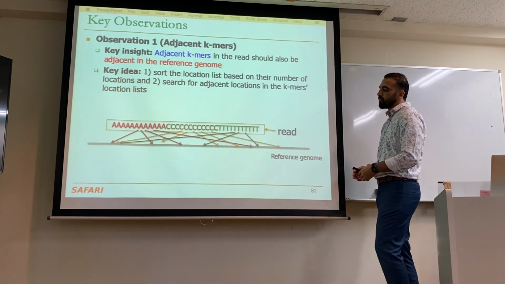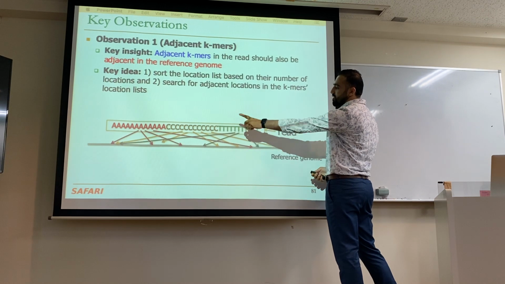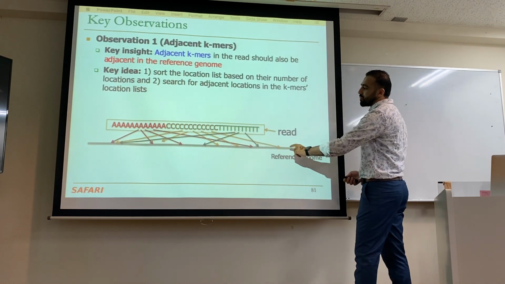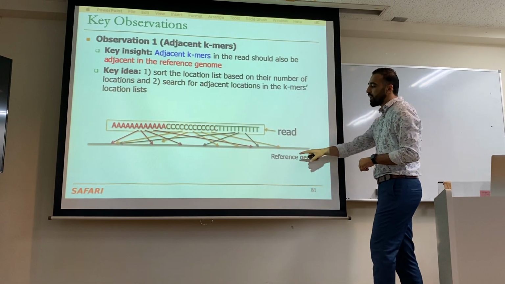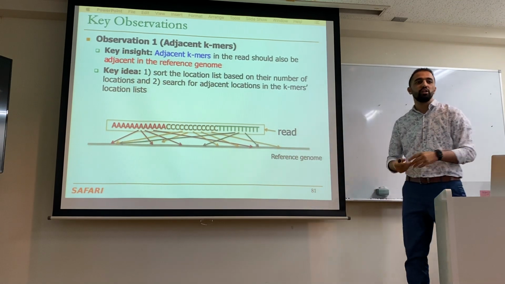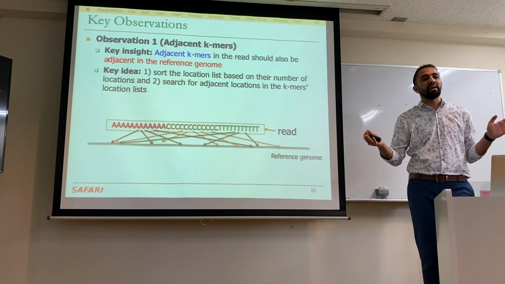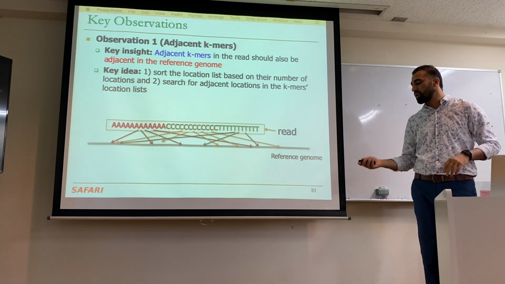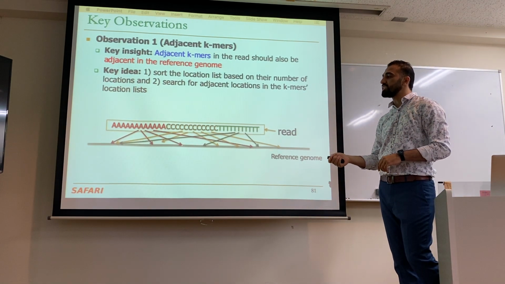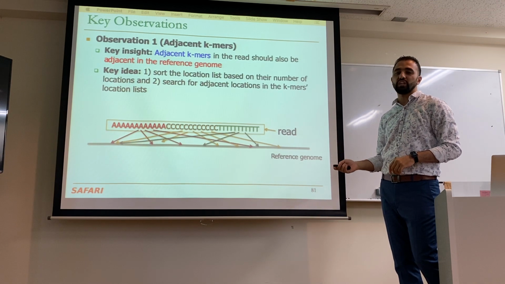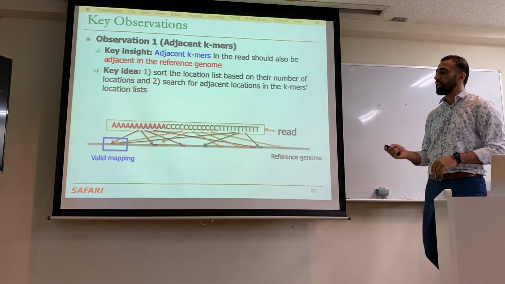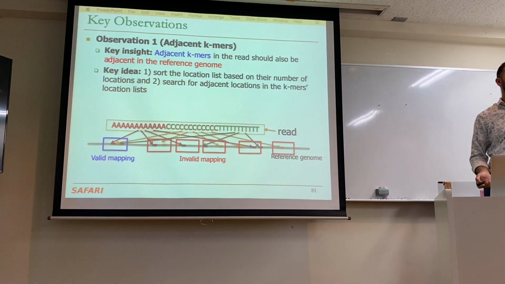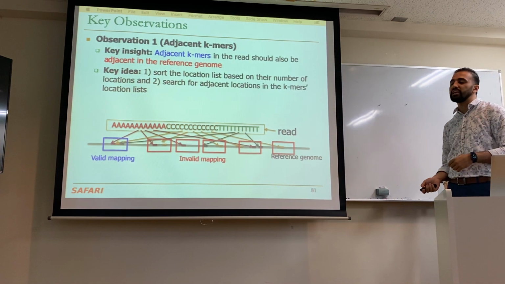The problem is, for example, this seed, the red one, and the yellow one, which is the second seed, are really apart from each other. There is a huge distance between them, so it doesn't make sense that my read mapped to these very far seeds. So I choose the locations that are adjacent to each other and cancel all the other locations. That's why we call it adjacency filtering.